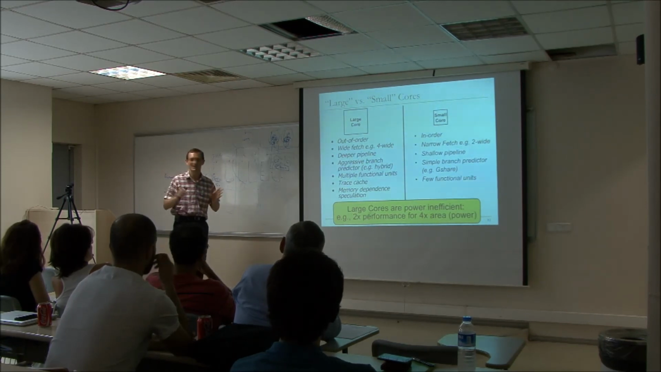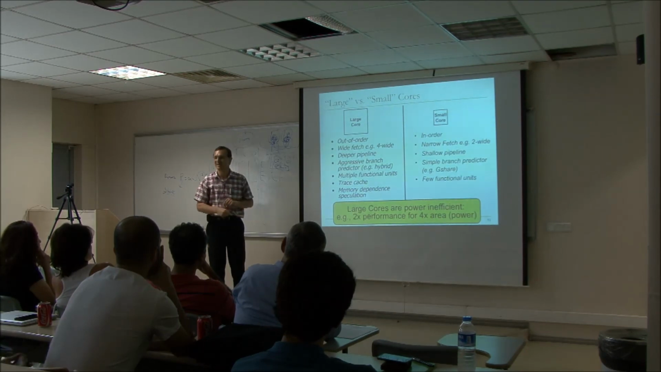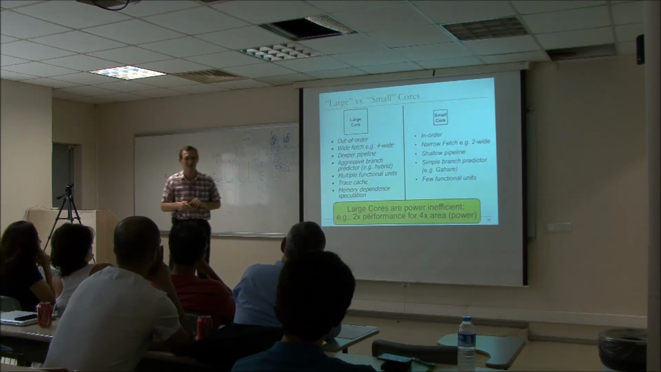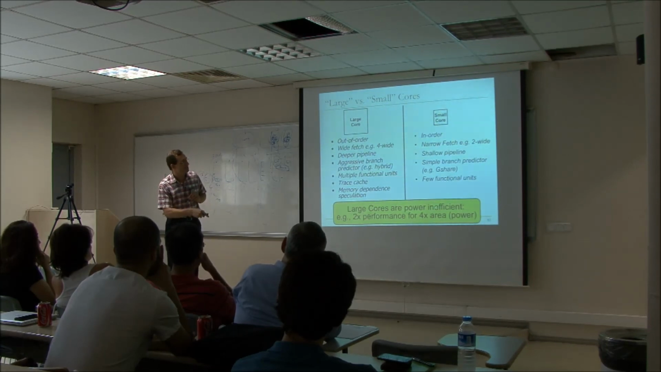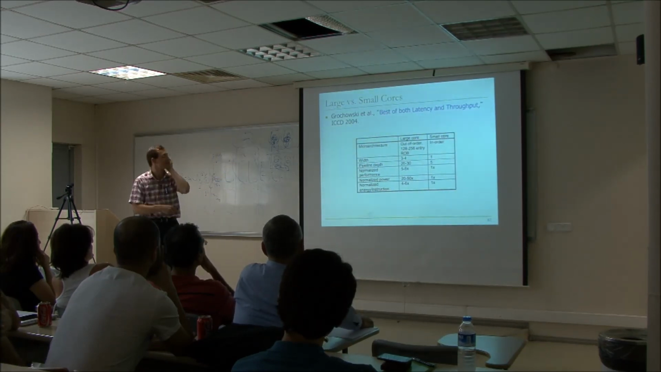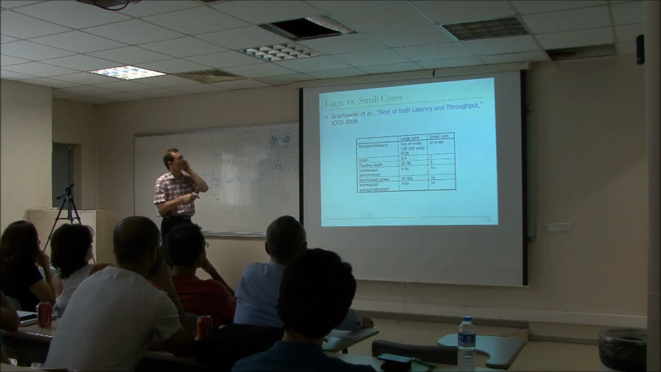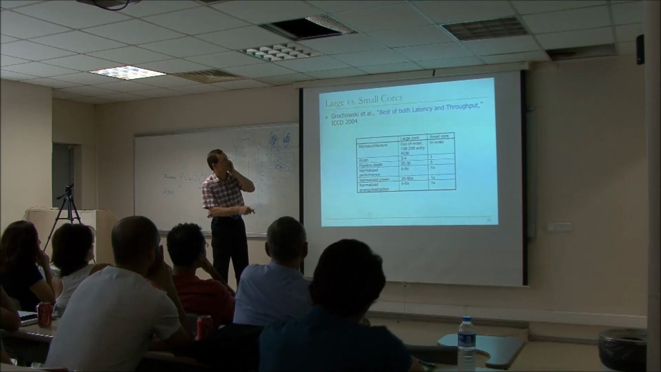But this doesn't always hold. If you go to 1,000 times area, the square root of 1,000 probably doesn't hold. It's hard to get that performance. Performance usually grows more slowly than area. But with a small area, this seems to hold. This is one paper that discusses some of these issues. This was by Ed Grochowski, best of both latency and throughput. This is one example they had with large core versus small core.